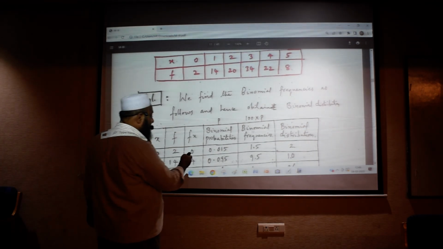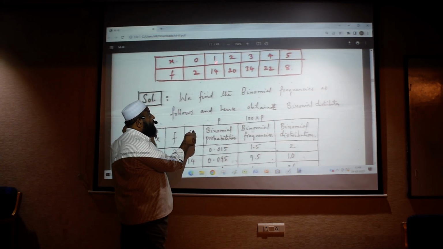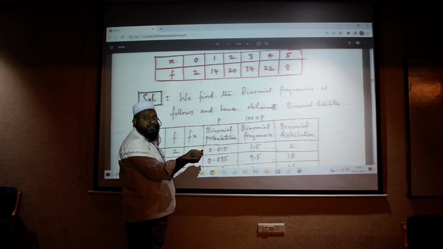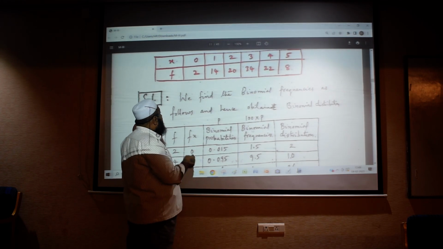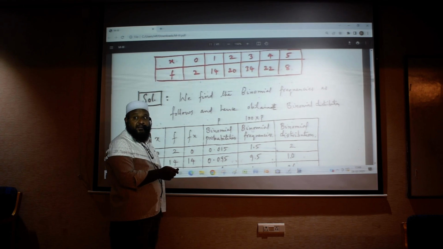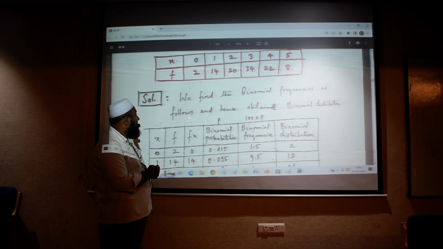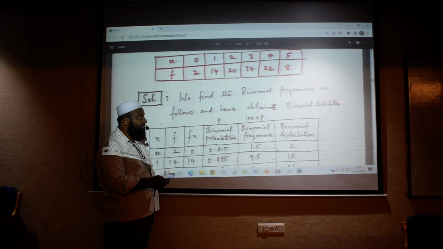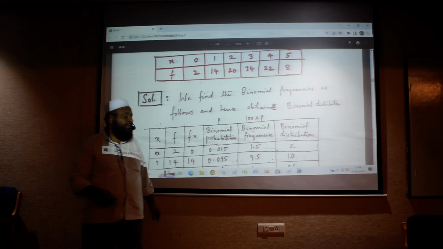What is given here? Frequency. Frequency is given as 2, 14, 20, 34, like this. Yes, sir. Now we find the binomial frequencies as follows and hence obtain the binomial distribution.